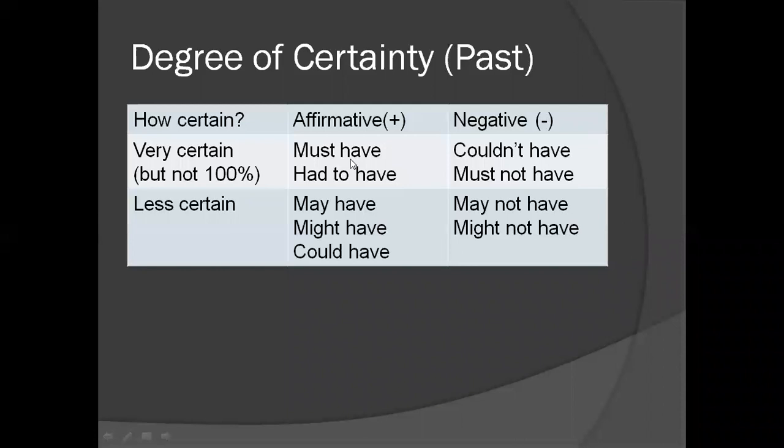Look at the way the modals have been used here. Must have, had to have; couldn't have, must not have are negative. If we are not very sure about the degree or the percentage, then you say may have, might have, could have, may not have, might not have. These are the modal verbs may, might, could, which come into existence. So let's take some more examples.